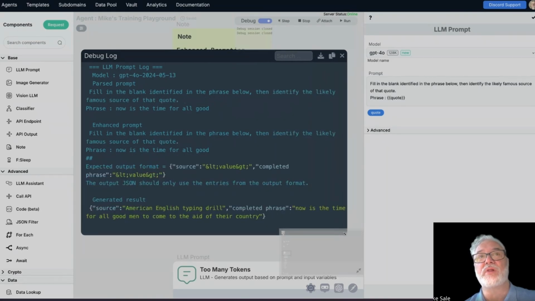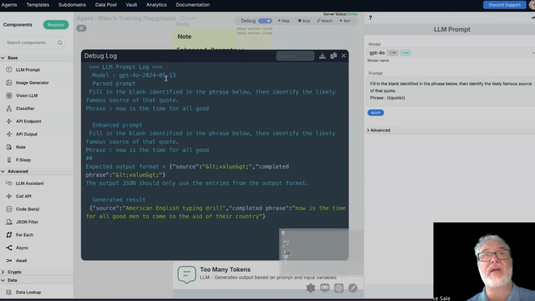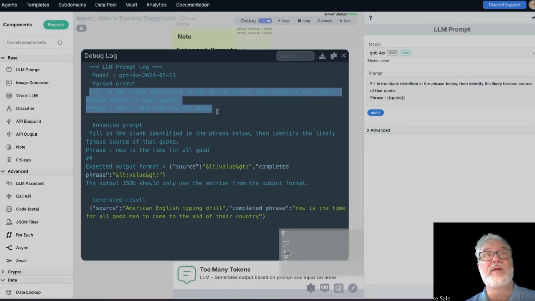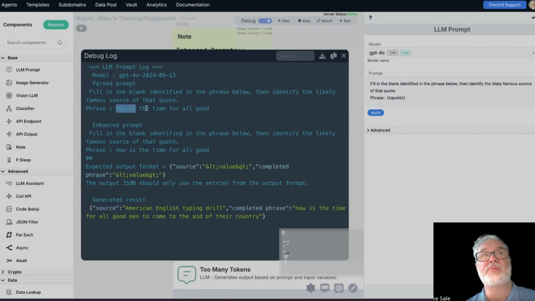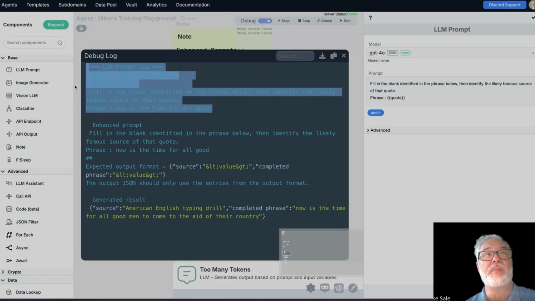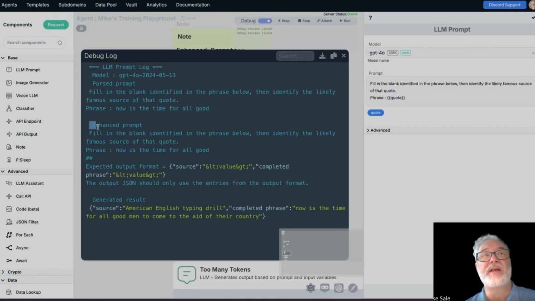It will show you a lot. And if it ends up getting really, really long and it truncates the input, go ahead and drop it into your downloads and then open it up in a text editor. But this actually shows you the parsed prompt right here, which means it's kind of expanded the variable to show you what this is going to be. So this is the parsed prompt, and this is the enhanced prompt.